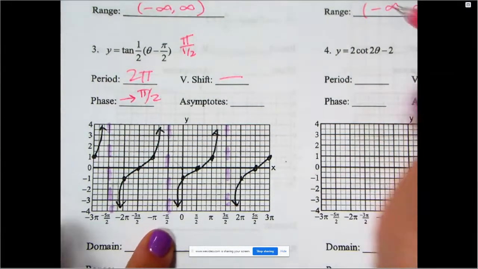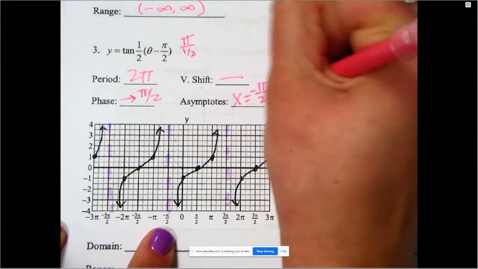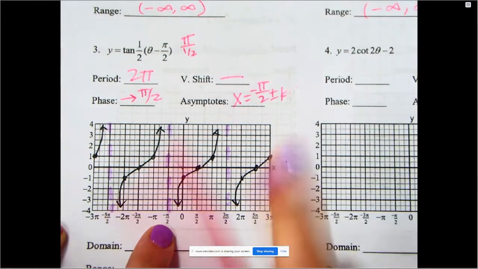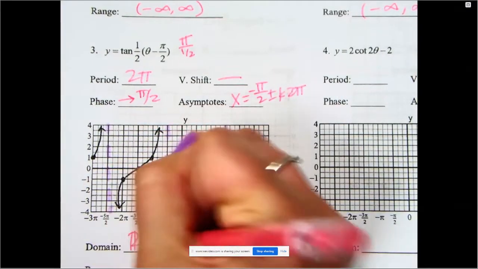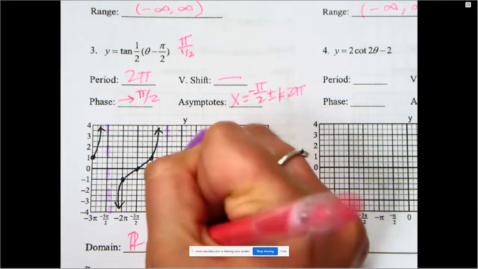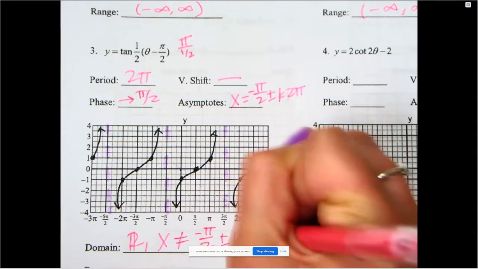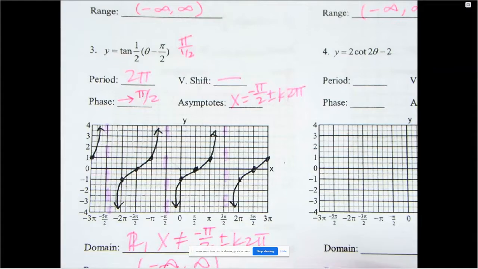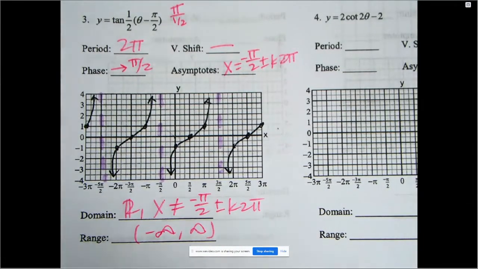Asymptote, there's one at negative pi over 2. Oh, careful. They're not pi apart anymore. They are 2 pi apart. I'll use the same thing for the domain. And range is all real numbers. Questions? Great. Let's do one more together.